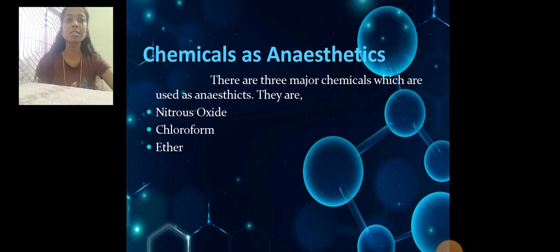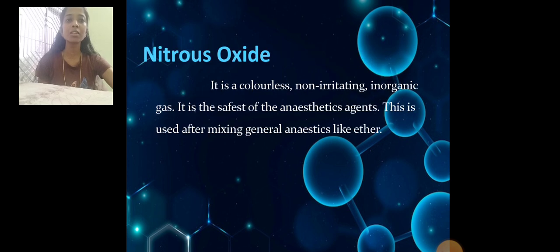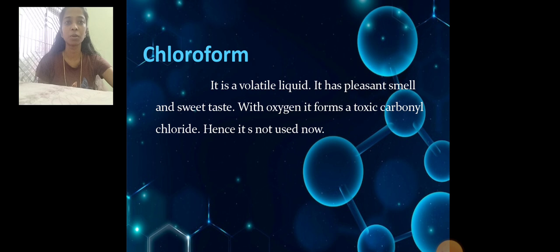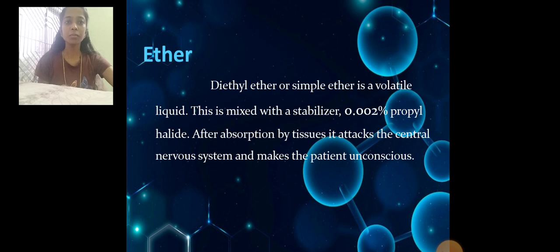The chemicals we use as anesthetics are nitrous oxide, chloroform and ether. Nitrous oxide is a colorless, non-irritating inorganic gas, and among these anesthetic agents it is the safest. Chloroform is a volatile liquid with a pleasant smell and sweet taste. When it reacts with oxygen, it forms a toxic substance, hence it is not used now. Then ether, whose other name is diethyl ether or simple ether, is a volatile liquid.